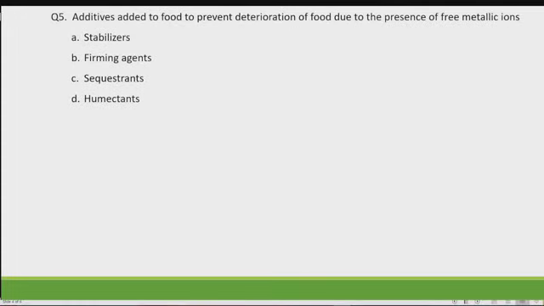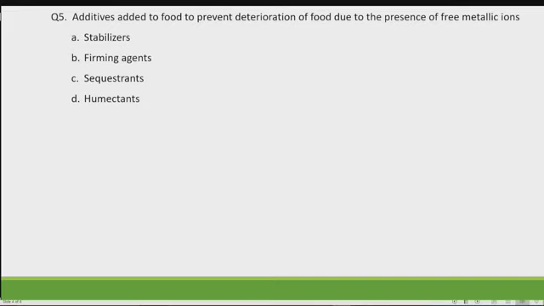Question number 5. Which additive is added to food to prevent its deterioration due to the presence of free metallic ions? Stabilizers, firming agents, sequestrants or humectants? Stabilizers are usually added to preserve the food and maintain its physical structure. Firming agents are added to retain the crispness of the food.